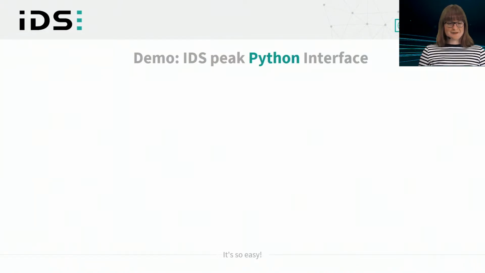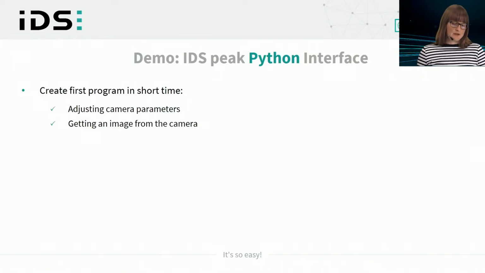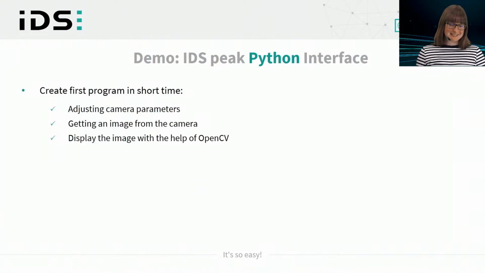Now we have seen a lot about the theory about using IDS-Peak. Let's do a demo now. For that, I would like to use Python, and I would like to show you how easy it is to create a first program and get an image from the camera, and also how you can adjust camera parameters. Of course, get an image from the camera, which is the most important part.